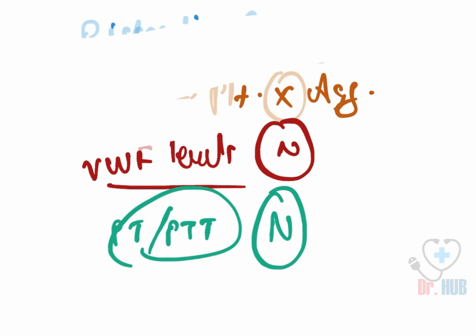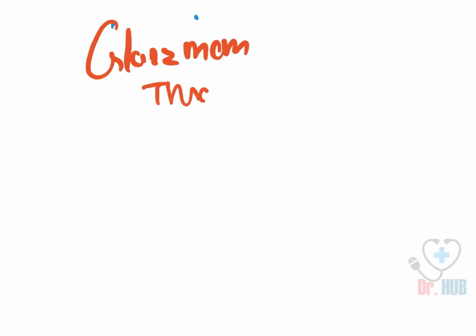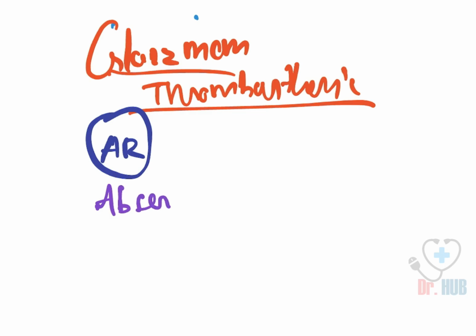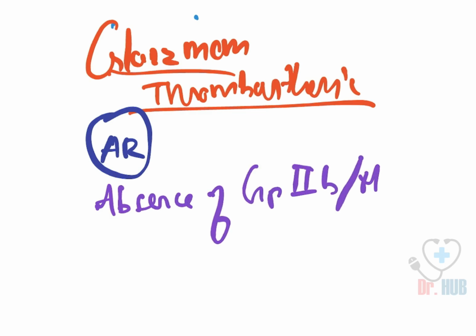Next, we move on to another platelet disorder. It is known as Glanzmann's thrombasthenia. So in case of the Glanzmann thrombasthenia, this is again AR, that is autosomal recessive. The defect lies in the absence of the GP2B as well as the 3A receptor.